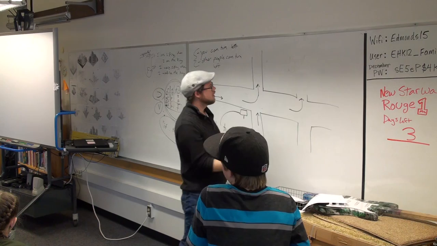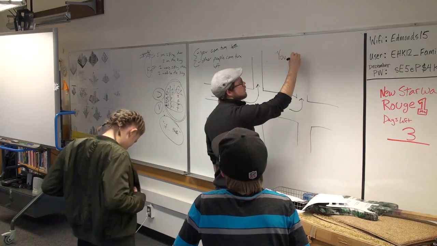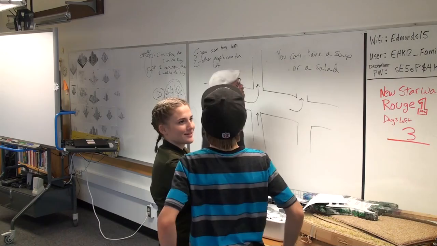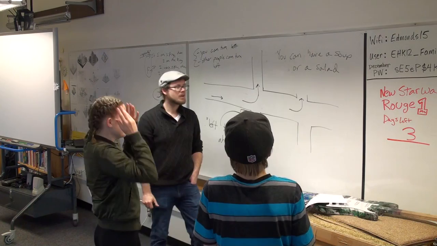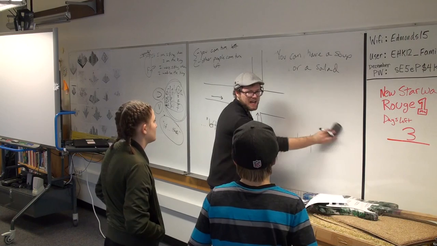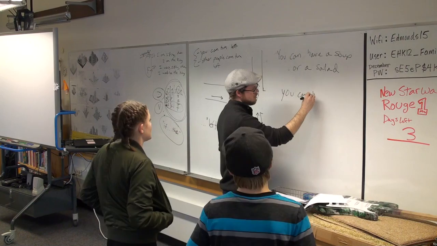So, or sentences are supposed to be true whenever one or the other one is true, right? But here's a weird one. You can have a soup or a salad. According to the normal way we've talked about or, that should be true. Yeah, that should be true if you can have a soup and you can't have a salad, right? So suppose we're out of soup and we've only got salad. There's two people and you can have soup or salad, but you can't have... Great example. Good job.